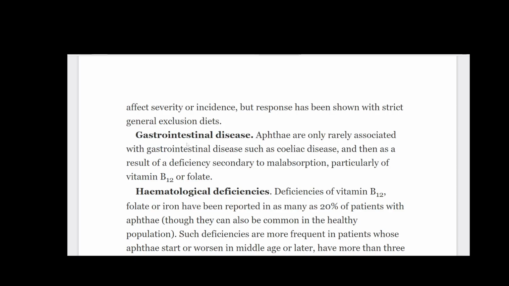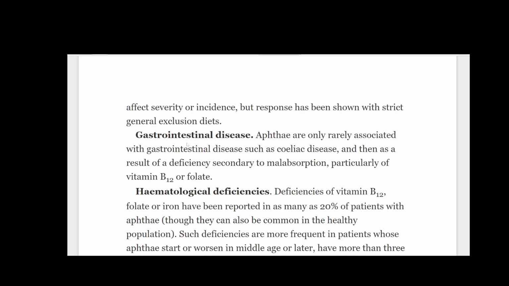Hematological deficiencies. Deficiencies of vitamin B12, folate or iron have been reported in as many as 20% of patients with aphthae, though they can also be common in the healthy population. Such deficiencies are more frequent in patients whose aphthae start or worsen in middle age or later, have more than 3 ulcers at a time or very frequent or unremitting attacks. In many such patients, the deficiency is latent, the hemoglobin is within normal limits, and the main sign is micro or macrocytosis of the red cells. In patients who thus prove to be iron, vitamin B12 or folate deficient, remedying the deficiency may bring rapid resolution of the ulcers.